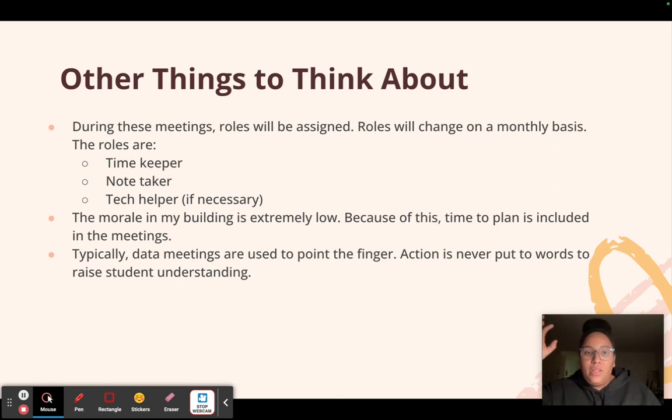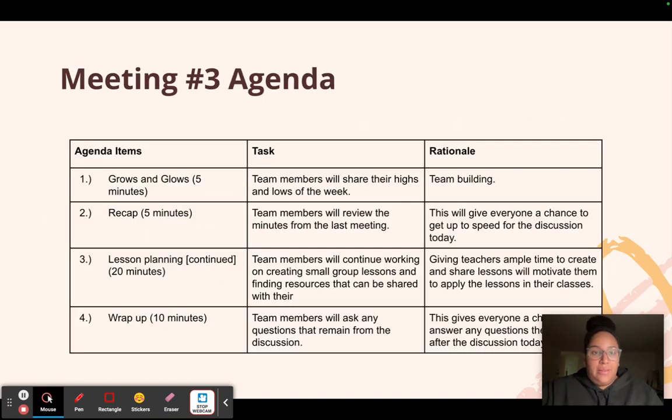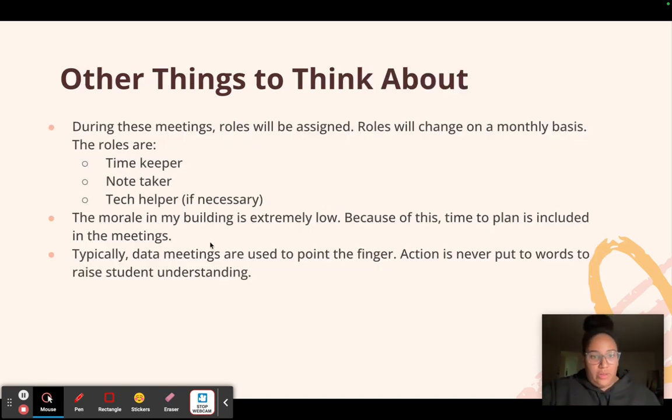Like I said, the climate and culture in my building is very, very low. So because of that, to keep everybody accountable during PLC meetings, we have jobs, and every month the jobs change. Some of the jobs are the timekeeper, the note taker, and the tech helper. Some grade levels actually have somebody that reviews the minutes every time they have a meeting. So in that space where it says the recap, the person that is supposed to read the minutes will do that during the recap section.